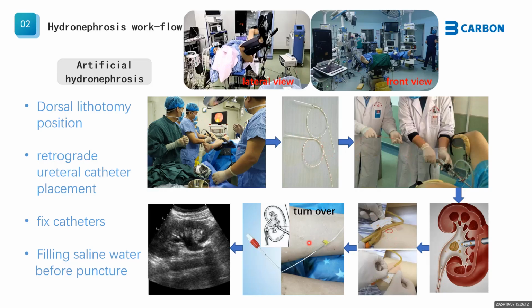If the PCNL is in the prone position, they turn over the patient; if it is the supine position, they do not need to turn over the patient. And then they irrigate or fill saline water before puncture. If the hydronephrosis is successful, under the ultrasound we can see the renal pelvis, even the calyx, very clearly. Okay.